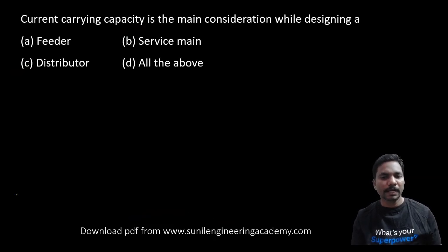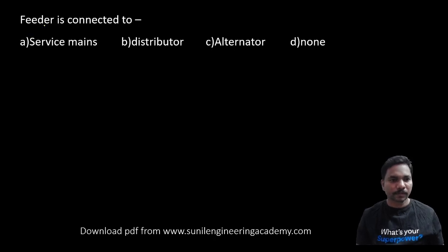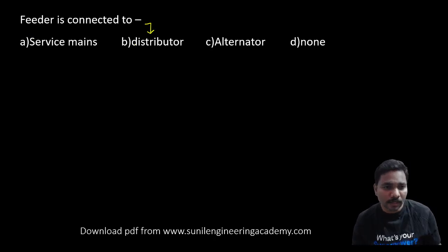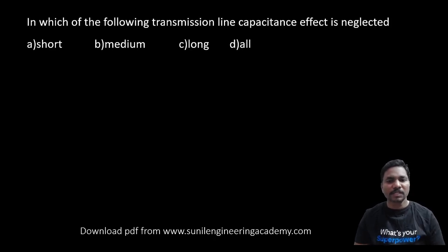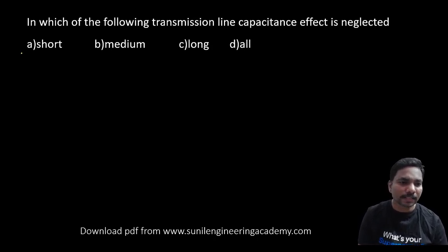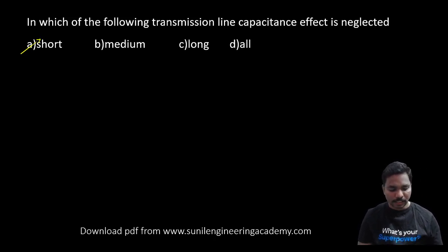Coming to the next question, current carrying capacity main consideration in case of feeder. So feeder is connected to distributor. Okay, I have already given, feeder is connected to distributor. In which of the following transmission line capacitance effect is neglected? This one also I have given. In case of short transmission line, the capacitance effect is neglected.